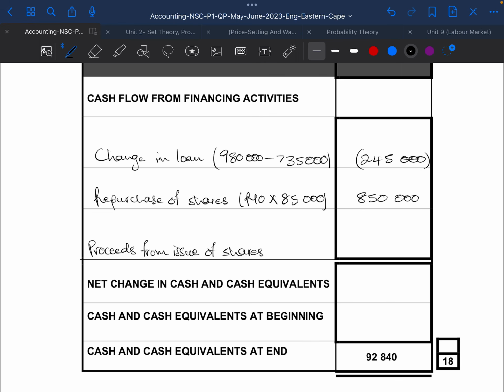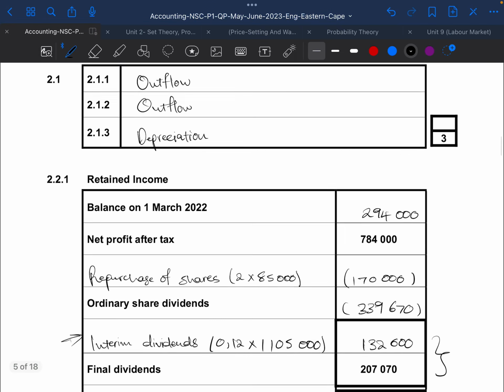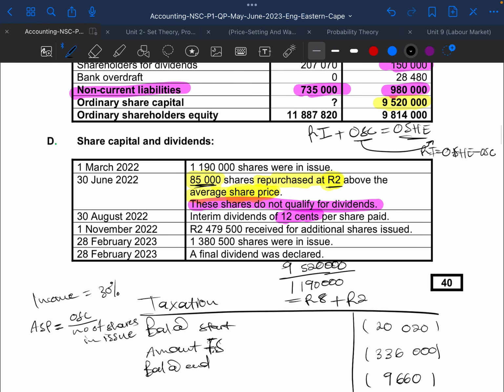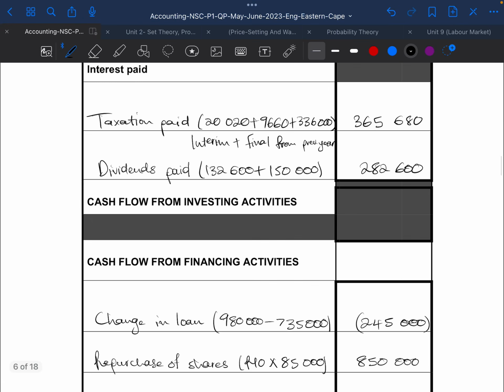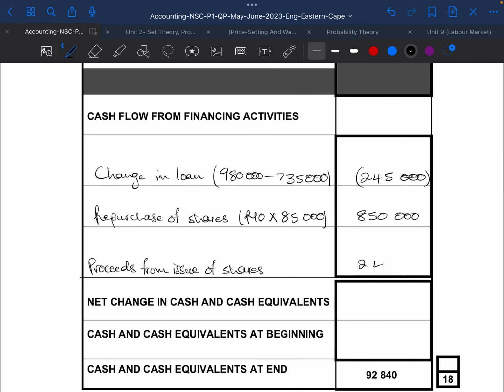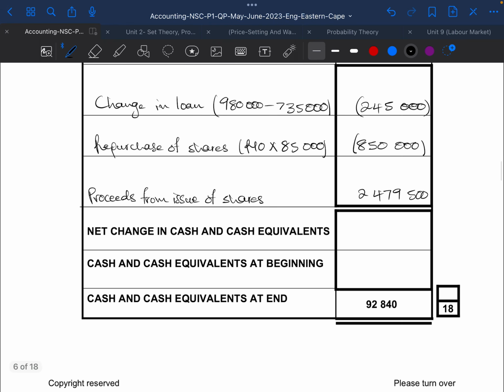and repurchased shares. And then proceeds from issue of shares, as we go back to our information, on the 1st of November, it says here 2,479,500 was received for additional shares issued. So those are just the proceeds. It's 2,479,500. Okay, that's just what you need to do. And then here, don't forget, it's an outflow. We need brackets there. And then we come to the net change in cash and cash equivalents.